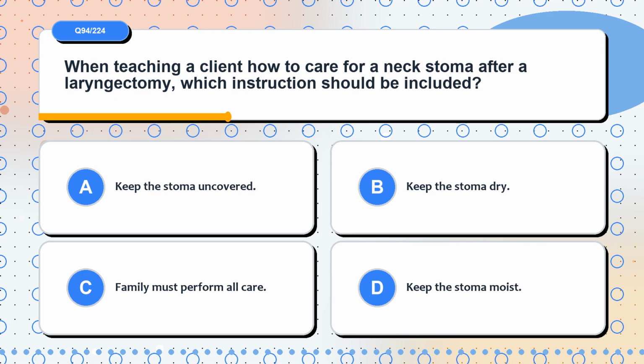be included? Here are the options. Option A. Keep the stoma uncovered. Option B. Keep the stoma dry. Option C. Family must perform all care. Option D. Keep the stoma moist.